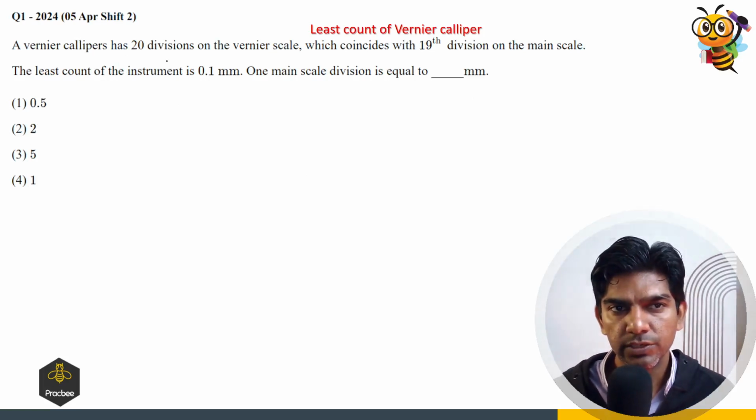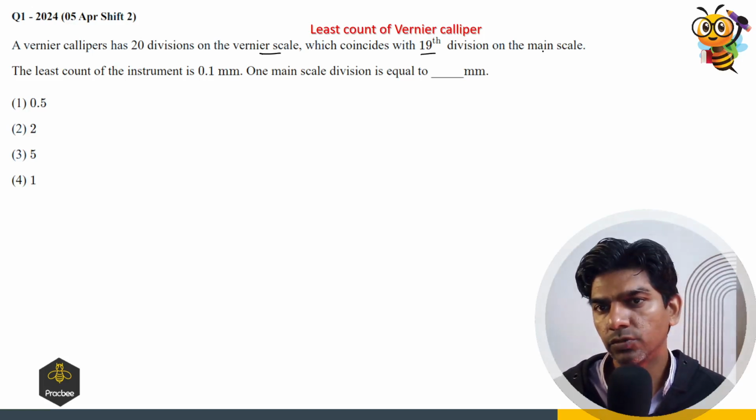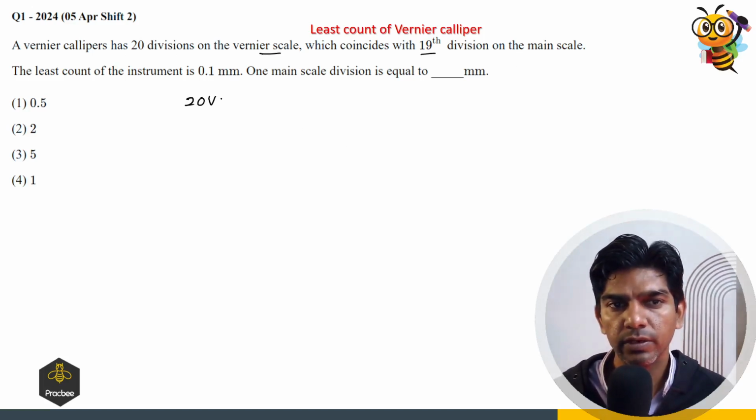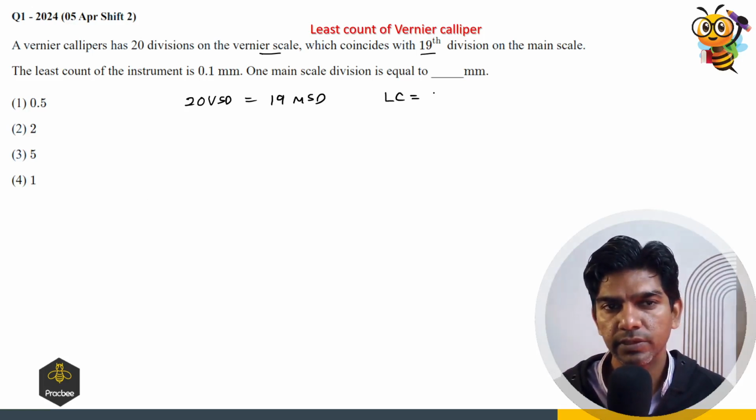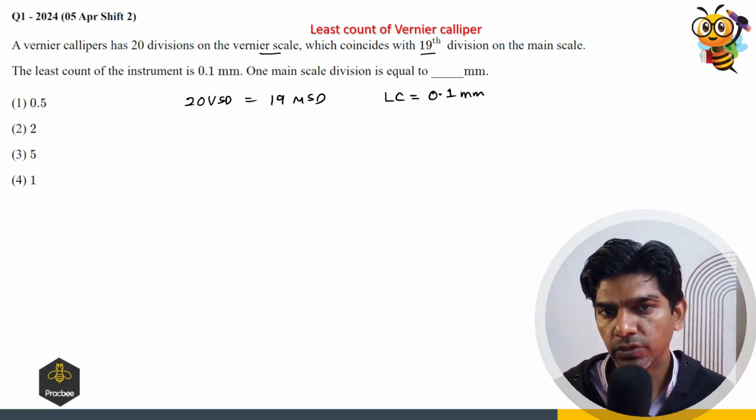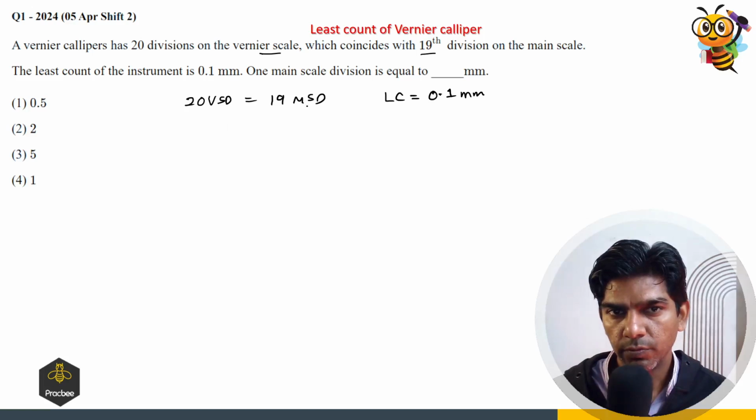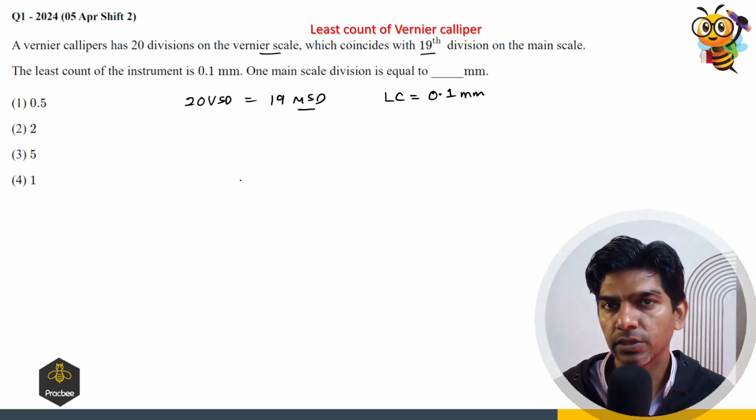A Vernier caliper has 20 divisions on the Vernier scale, which coincide with 19 divisions of the main scale. So 20 Vernier scale divisions coincide with 19 main scale divisions. The least count of the instrument is 0.1 millimeter. So the least count is given as 0.1 millimeter. One main scale division is equal to how much? So we have to find one main scale division, and the least count is given.